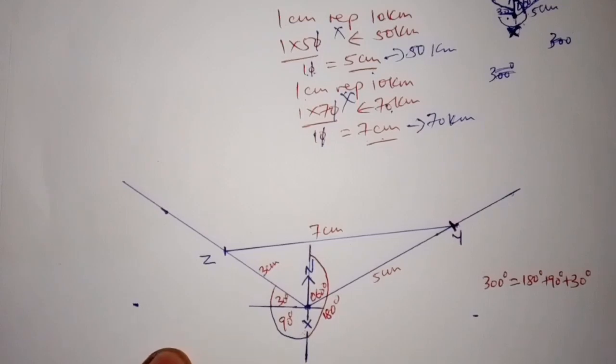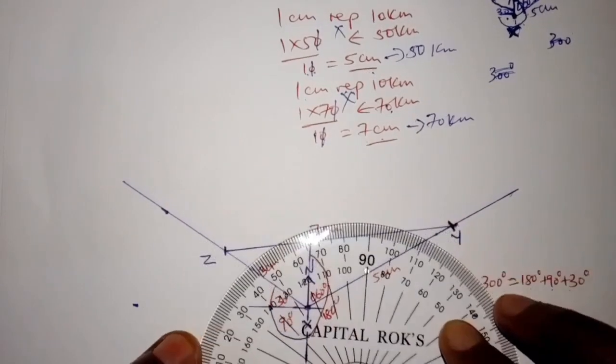Then after that, we want to get the measurement of 300 degrees, and we will say that 300 degrees is 180 degrees plus 90 degrees plus 30 degrees. This is a straight line. A straight line is 180 degrees. From here to here is 180 degrees, and here this is 90 degrees. Then now we find 30 degrees using our protractor.